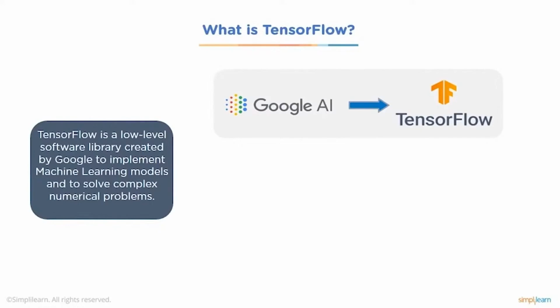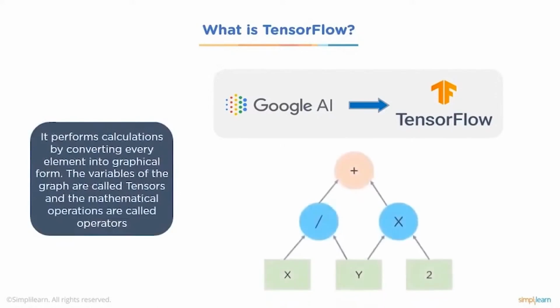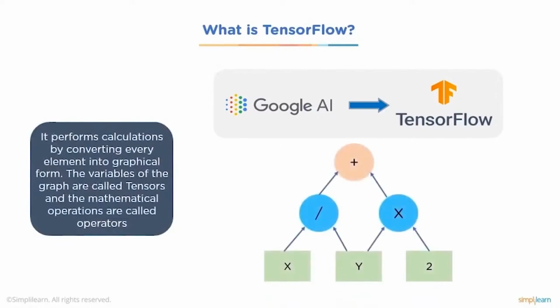TensorFlow is a symbolic math library based on data flow and differential programming. It is used for both research and production at Google. What do you mean by data flow? It basically means that we perform calculations by converting every element into graphical form. The variables of the graph are called tensors and mathematical operations are called operators.